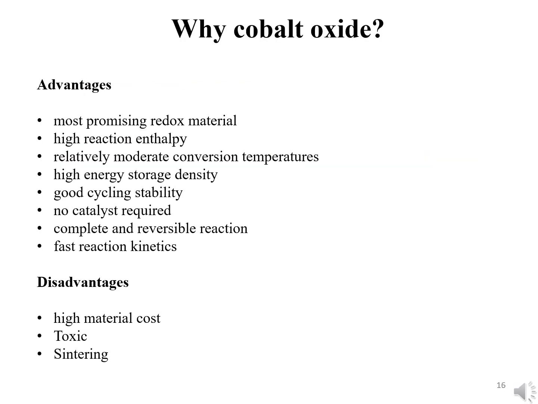The main reason we chose cobalt oxide as a thermochemical heat energy storage material is that cobalt oxide is the most promising redox material among pure oxides for thermochemical energy storage applications due to its high reaction enthalpy and relatively moderate conversion temperature. Also, it has a high energy storage density, good cyclic stability, and requires no catalyst. It also possesses a complete and reversible reaction and has fast reaction kinetics. However, when it comes to disadvantages, it has a high material cost, it is toxic in nature, and it has a problem of sintering.